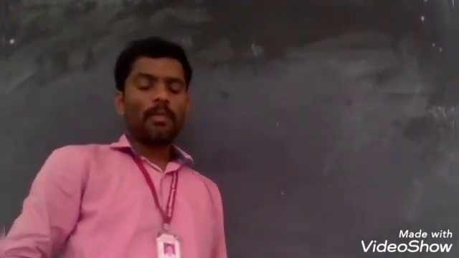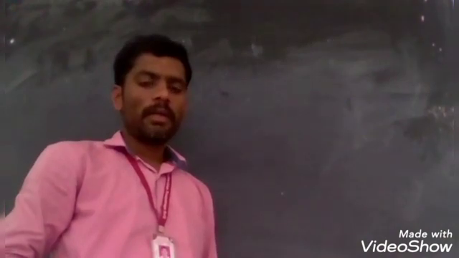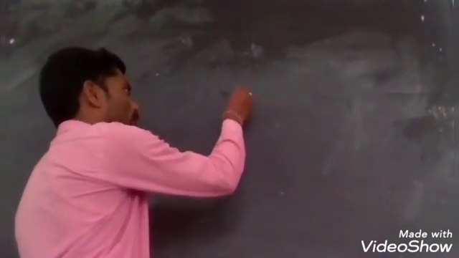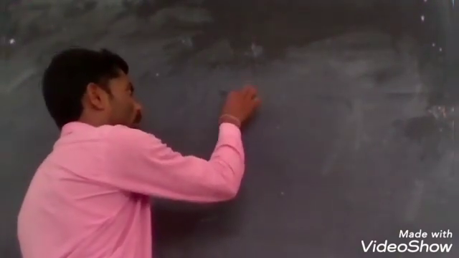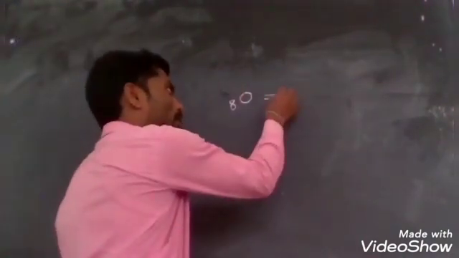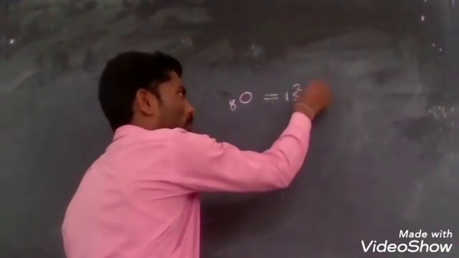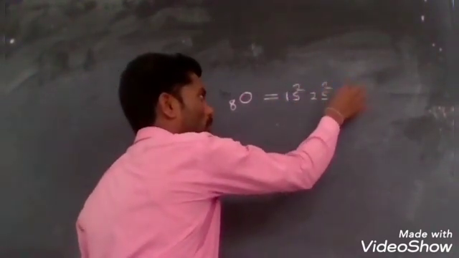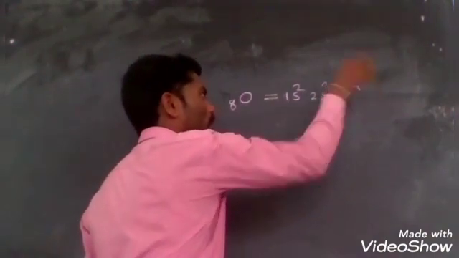Today we are going to start the molecular orbital energy level diagram for oxygen molecule. We know that the atomic number of oxygen is 8. Its electronic configuration is 1s2, 2s2 and 2p4.